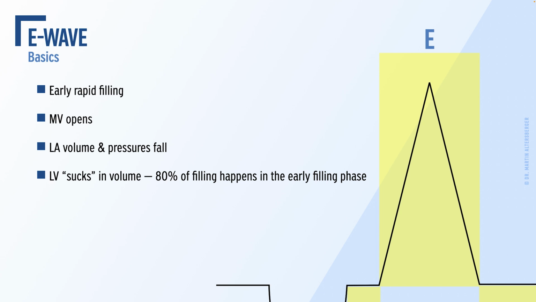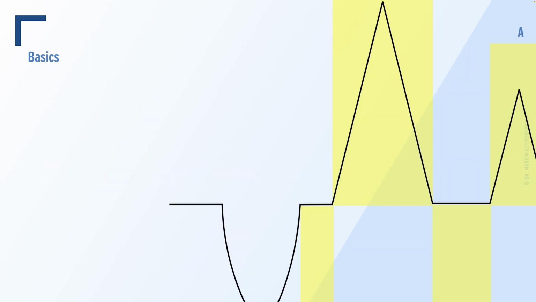Well, it is of course associated with the mitral valve opening. So if the mitral valve is closed, we are not yet in the E wave. The LA volume, of course, and the left atrial pressures, they fall. So the volume is sucked in, the E wave, the early diastolic phase.